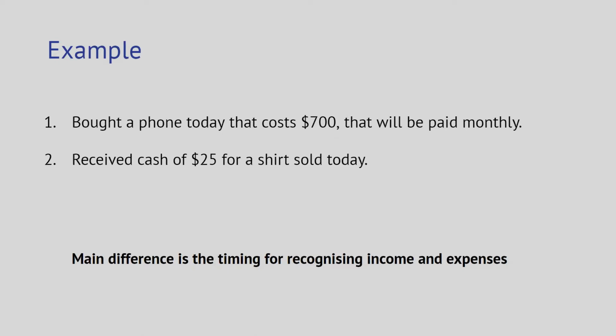So the first one, the phone today that costs $700 that will be paid monthly, is an accruals accounting. And the second one, receiving cash for $25 for a shirt sold today, is considered cash accounting. The main key point for cash versus accruals accounting is the timing for recognizing income and expenses.